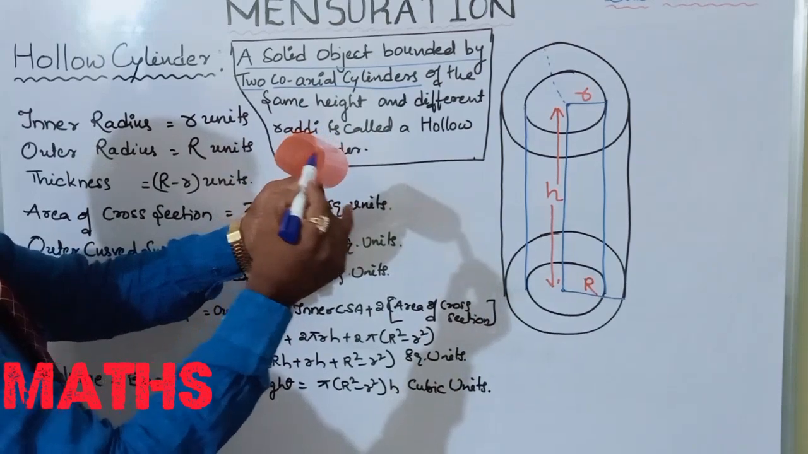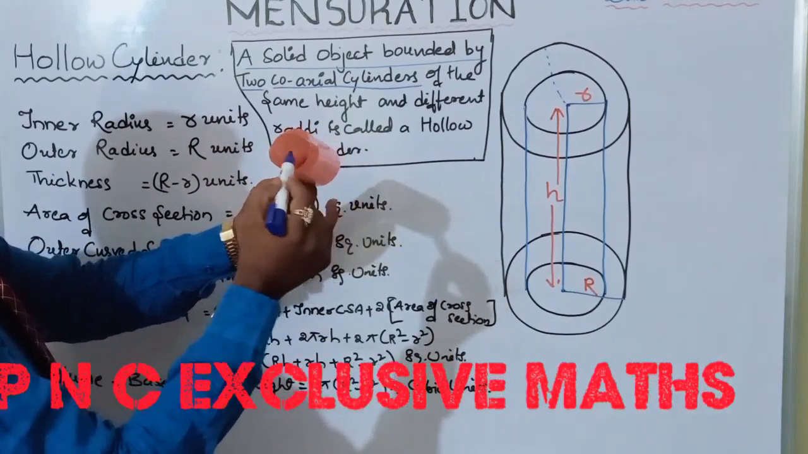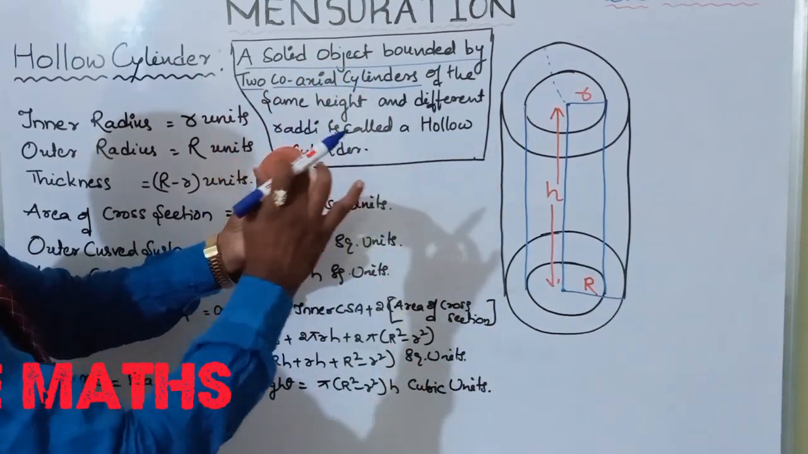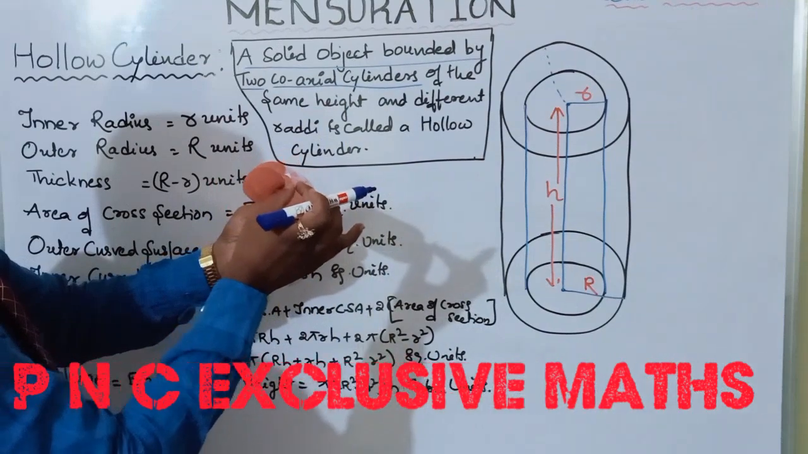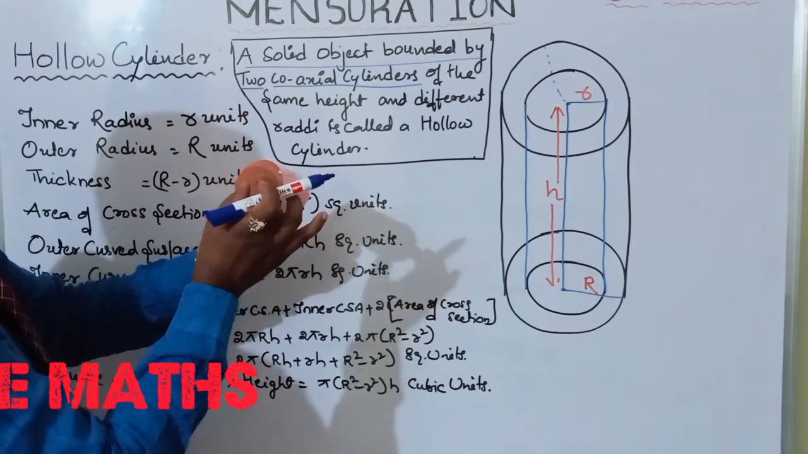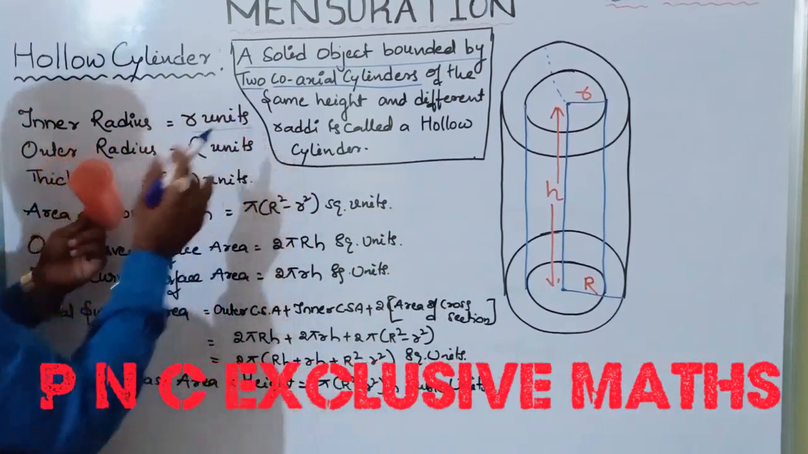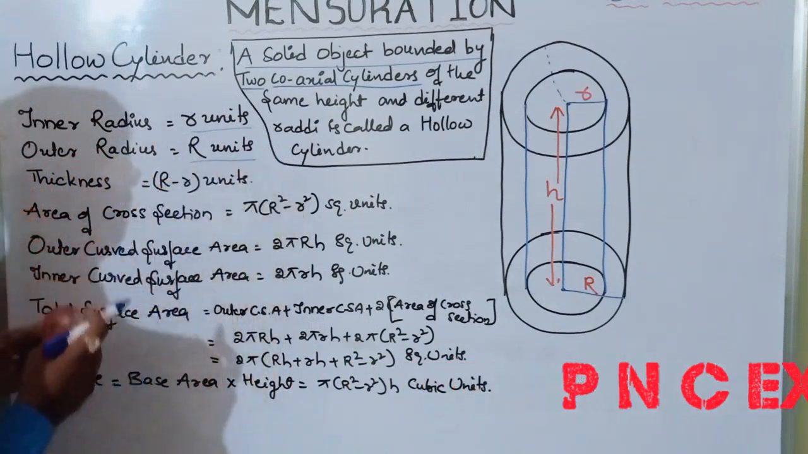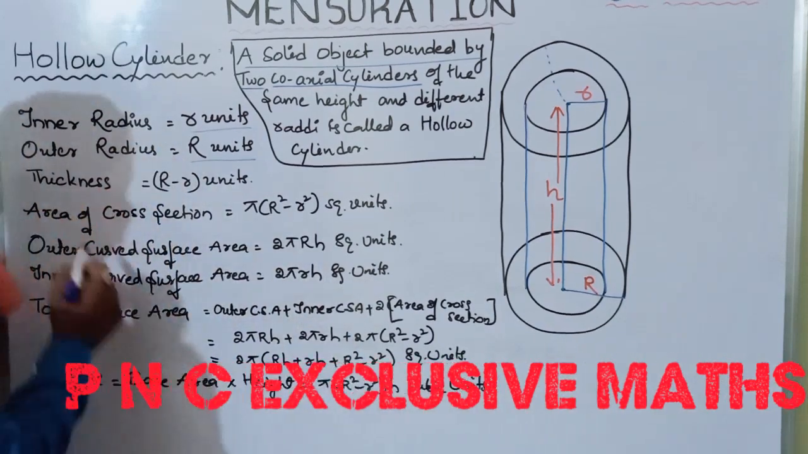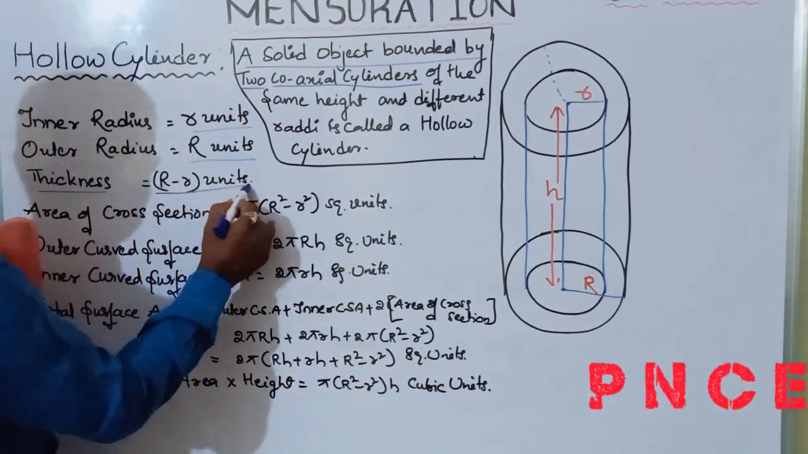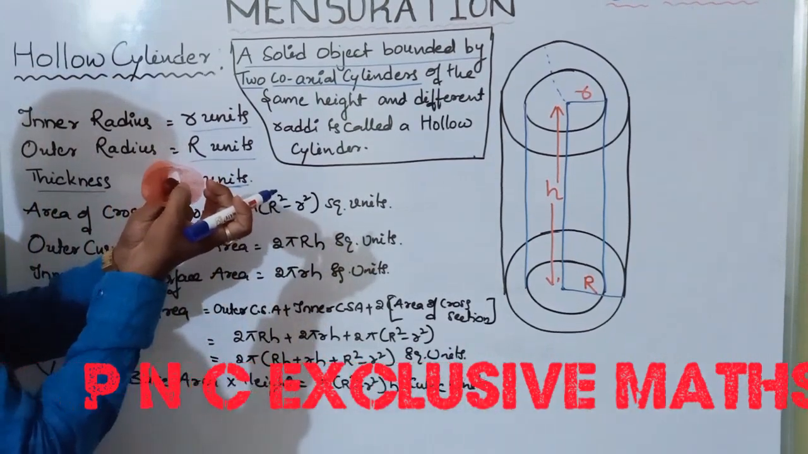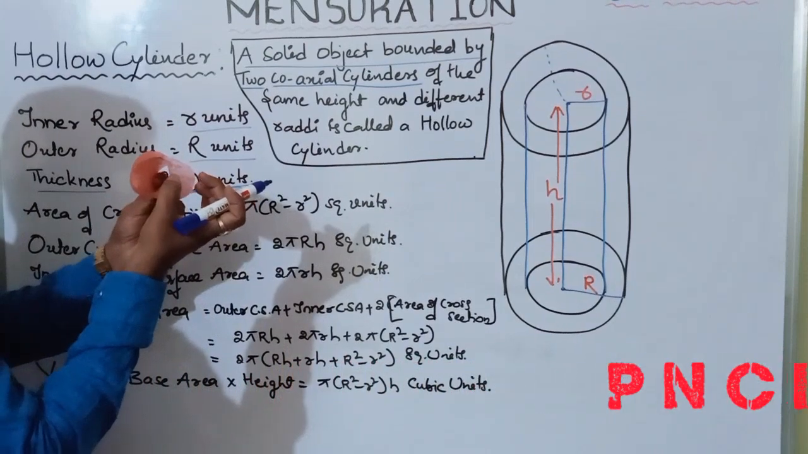This is bounded by coaxial cylinders of the same height and different radii. This is small r, this is capital R. This is the inner cylinder radius, this is the outer cylinder radius. The inner cylinder radius is small r units, and the outer cylinder radius is capital R units. The thickness of the hollow cylinder is capital R minus small r, the outer radius minus the inner radius.